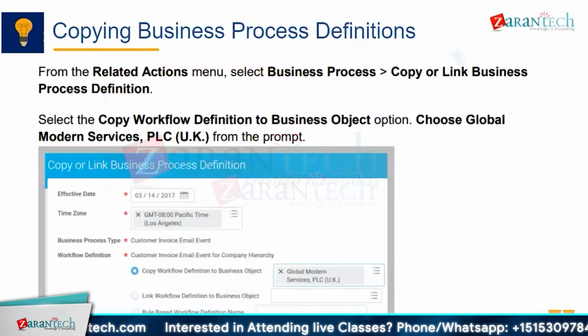It's actually the same BP in the sense that it has the same steps, but two independent versions in the system. So there'll be one that's called customer invoice email event default definition, and then the next one will be customer invoice email event for global modern services. So once you associate a BP to an org, it'll always have the name, and we'll talk through that in a little bit. But linking is just, you're not making an additional copy of it.